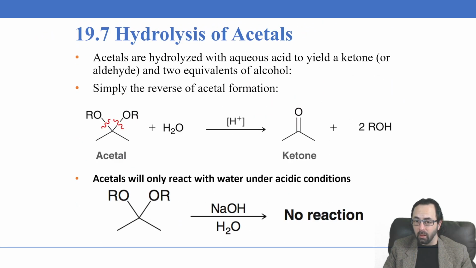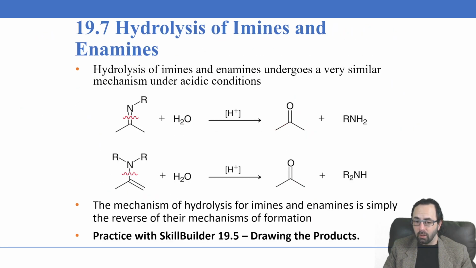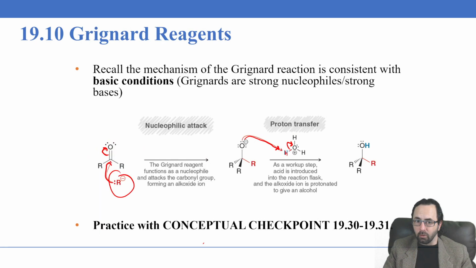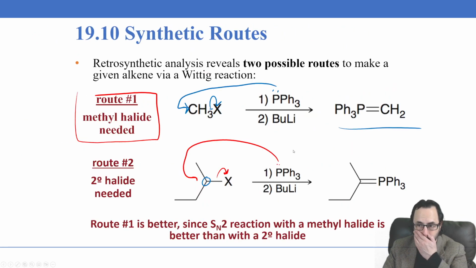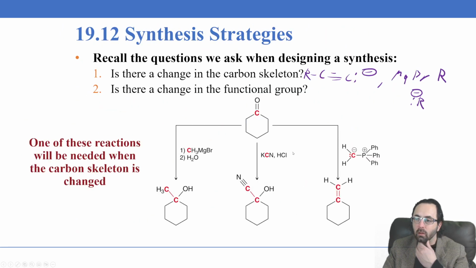Subsequent treatment with a means of protonation. Sorry, where is it? I'm trying to go back to Grignard here. Subsequent treatment with a means of protonation for the oxide here. And then finally, we have now a new reaction.